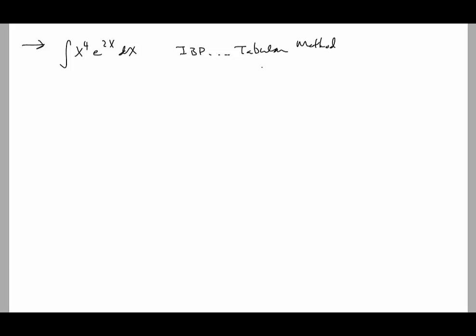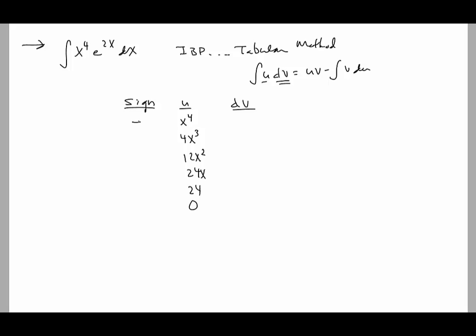But I'm still going to choose my u and my dv the same way. So the integral of u dv is equal to uv minus the integral of v du. So I need to choose a u and a dv. So I need my column for my sign, u, and dv. So u, again, the easiest thing to choose is the polynomial expression, x to the fourth, and I take its derivative over and over again until I get down to 0. Now my signs will alternate starting with positive, and the reason the signs end up alternating is, as you can see from the problems we did before, the negative sign distributes through. Now for my dv, I'm left with e to the 2x.